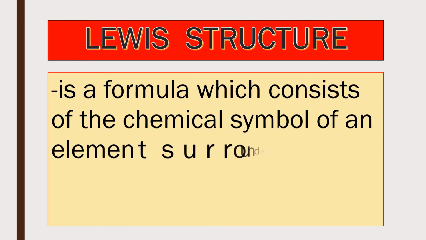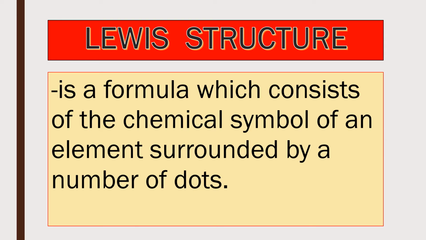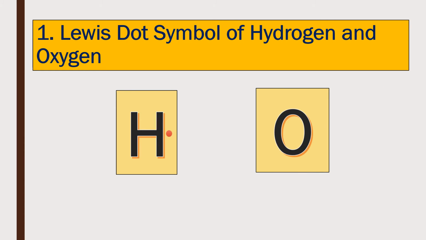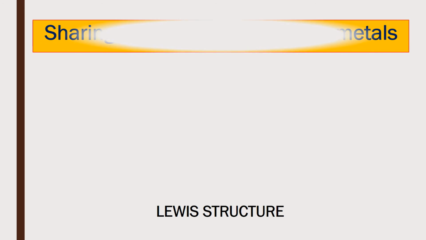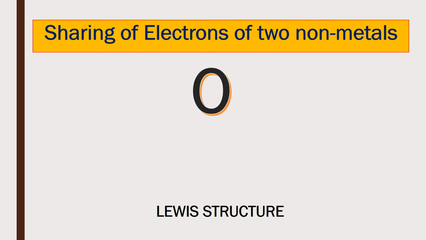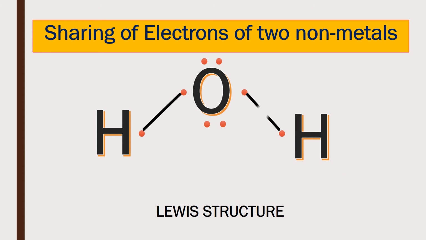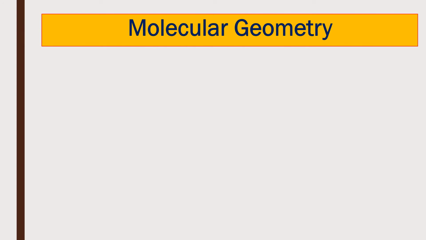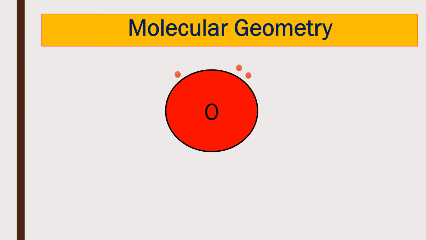Lewis structure is a formula which consists of the chemical symbol of an element surrounded by a number of dots. Lewis dot symbol of hydrogen and oxygen. Sharing of electrons between hydrogen and oxygen. Sharing of electrons between hydrogen and oxygen has two lone pairs. The molecular geometry is bent.